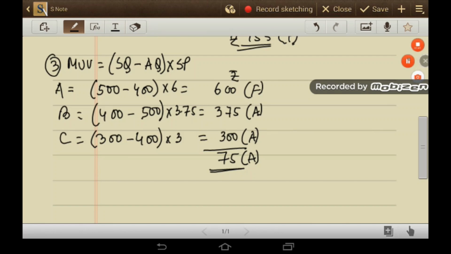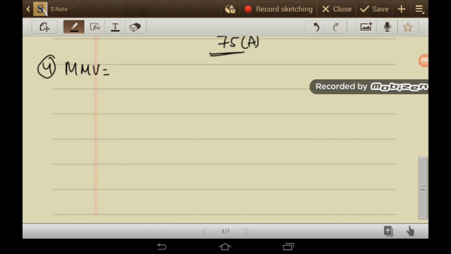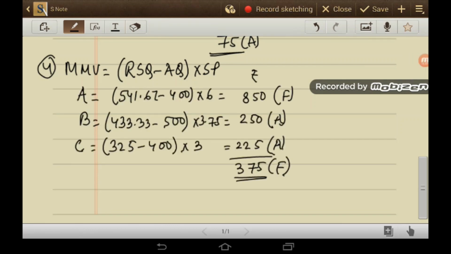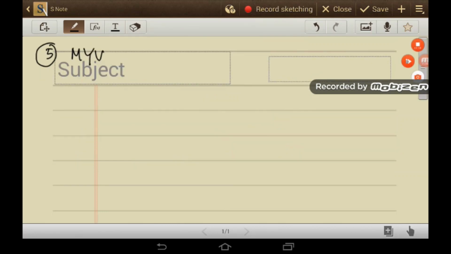Next is material mix variance. Material mix variance is calculated as RSQ minus AQ into SP. For A, material mix variance is 850 rupees favorable. For B, it is 250 adverse, and for C, it is 225 adverse, and the total of material mix variance is 375 favorable.